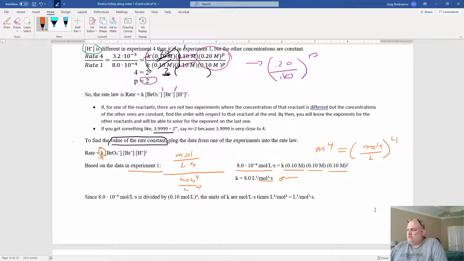And if you want to do some canceling out of units, the other thing you can do is take this entire expression and flip it over here and multiply it. And when you end up doing that, this reacting with this gives you liters cubed per moles to the 3rd times seconds. If we need to, we can go over that in class.